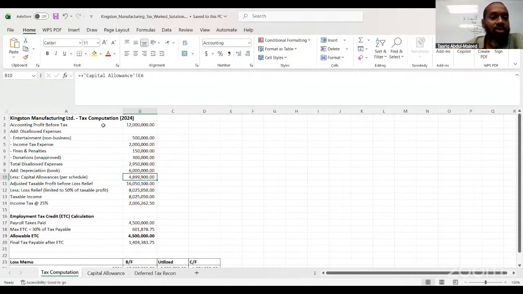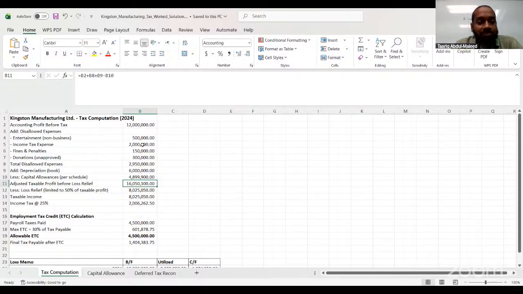All right. So I just have a raw picture here. Yes, y'all used my template. Lovely. So in the raw heading, we have the $12 million. Cool. All the disallowed: the entertainment, the income tax expense, and then put back there the fines and penalty, unapproved donations because it's not a registered charity. The disallowed expenses actually come to $2,950. The depreciation that you have to add back, we're going to less the capital allowance. And then that gives you your adjusted taxable profit before loss relief, 60,050,100.